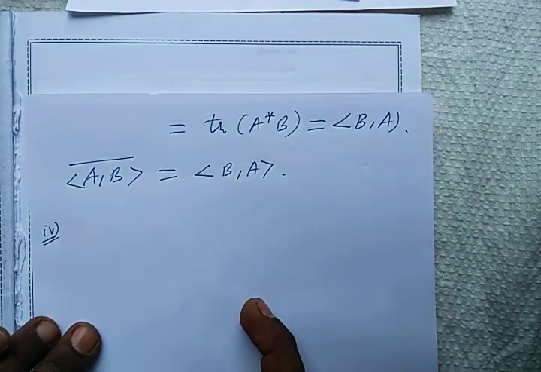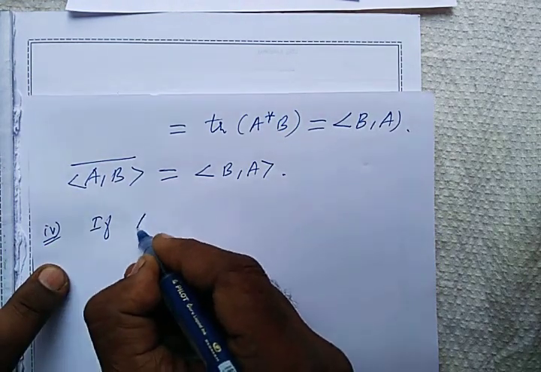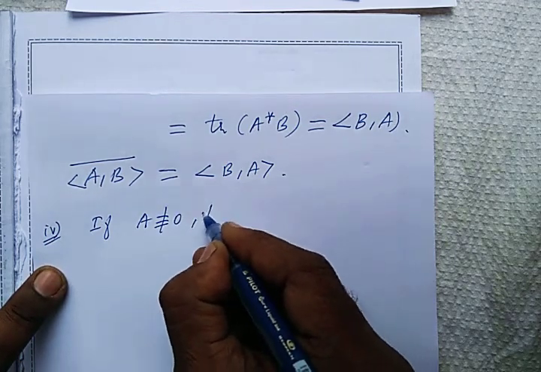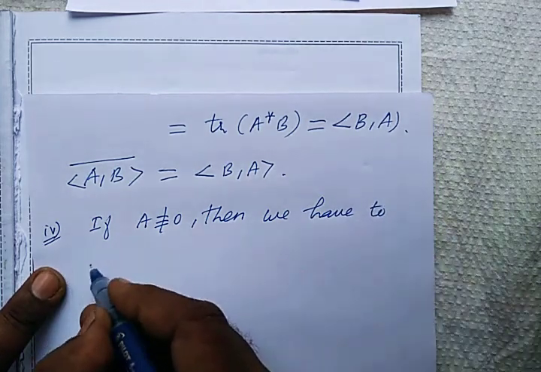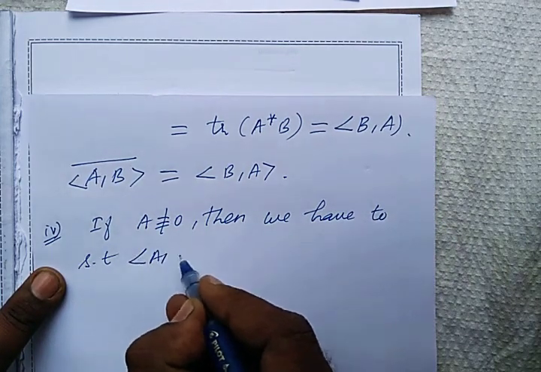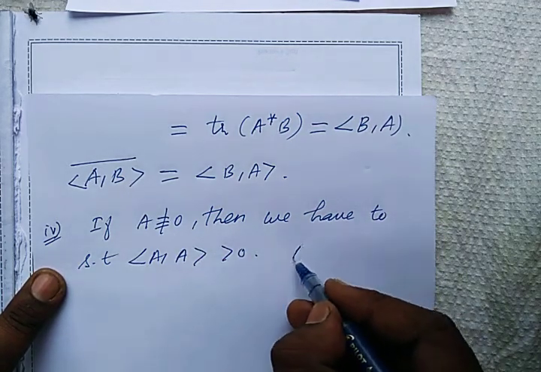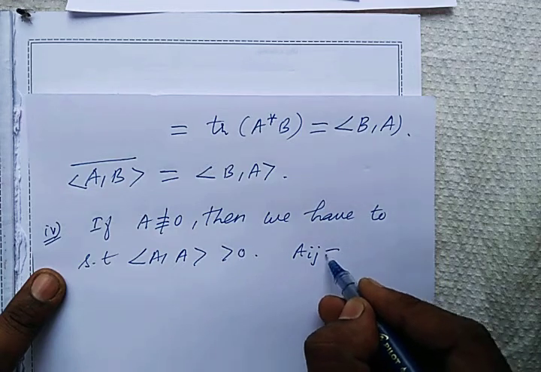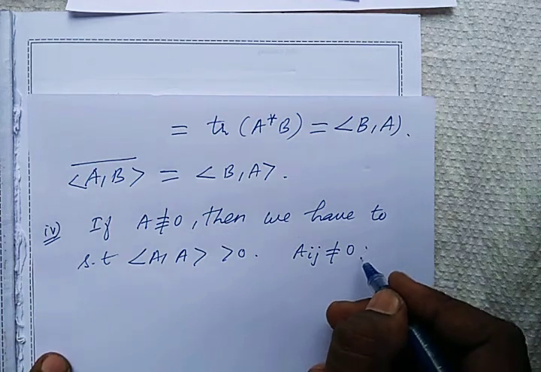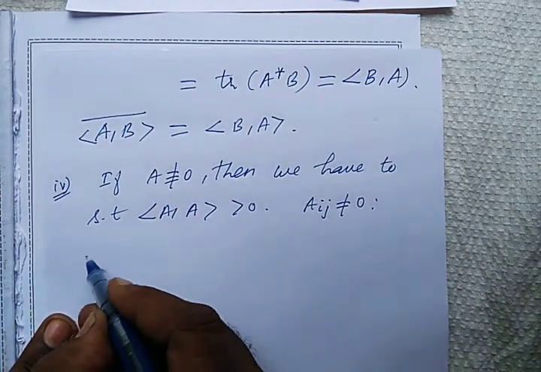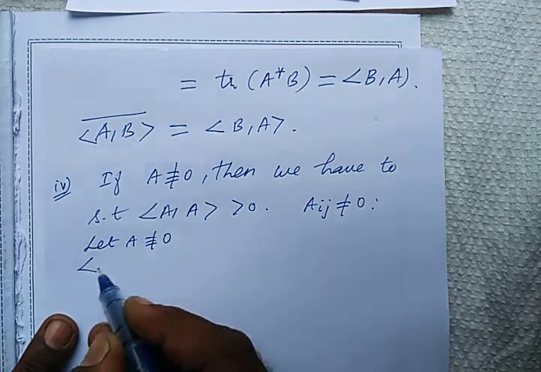Now let us show the fourth condition. What is the fourth condition? If A is a non-zero matrix, then we have to show that the inner product of A comma A is positive. A is a non-zero matrix, so surely some i comma jth entry is not equal to 0, or some k comma ith entry is not equal to 0. Let A be a non-zero matrix.